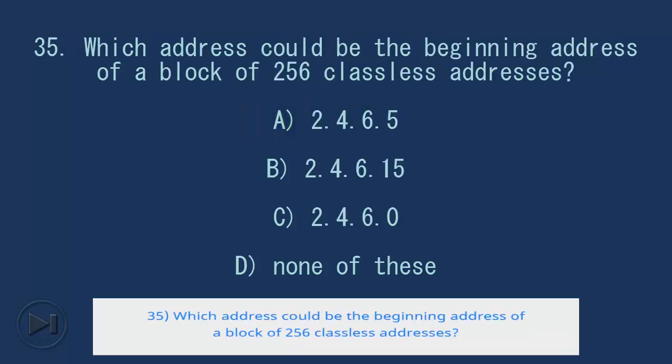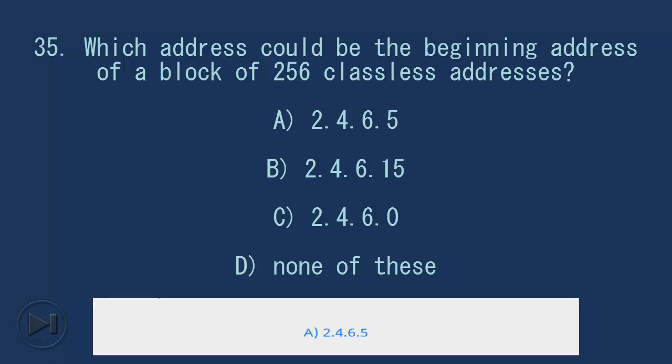35. Which address could be the beginning address of a block of 256 classless addresses? A, 2.4.6.5. B, 2.4.6.15. C, 2.4.6.0. D, none of these. Answer, C, 2.4.6.0.